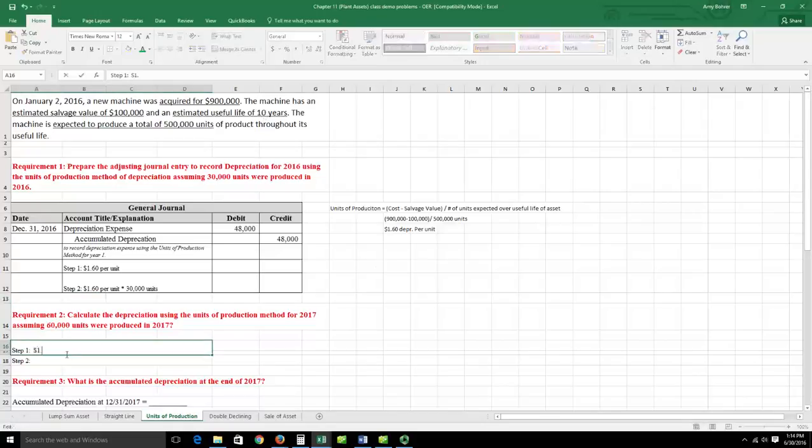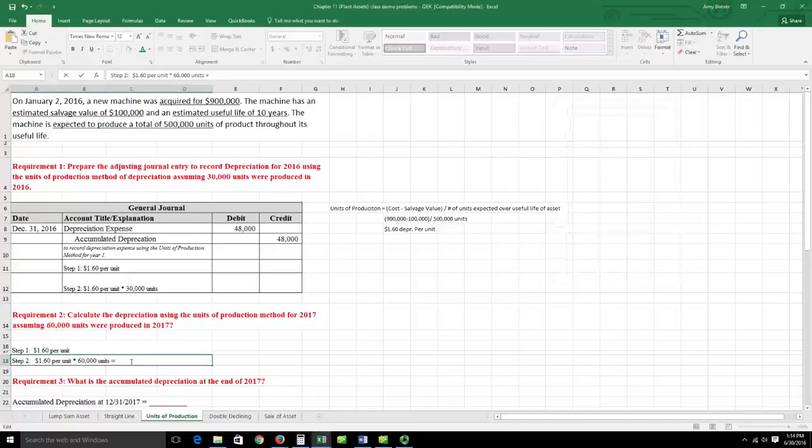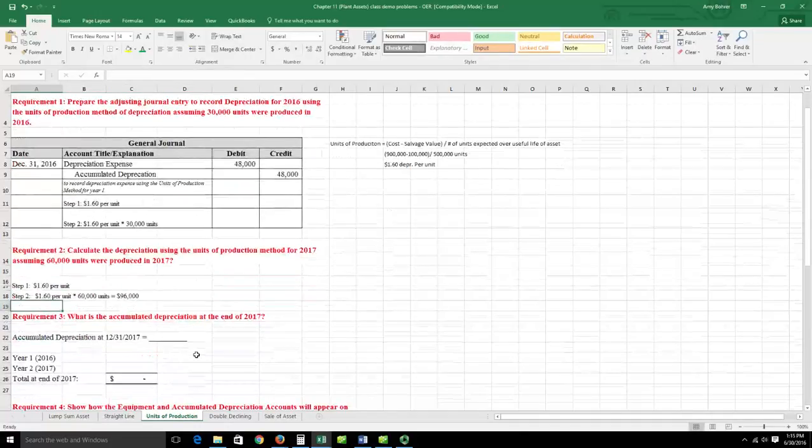We can just plug in the $1.60 per unit. But step 2, we have to take that $1.60 per unit and multiply it times the number of units we actually produced in 2017, which is 60,000 units. So if I pull up my calculator, 60,000 units times 1.6 gives me $96,000 of depreciation for 2017 using the units of production method.